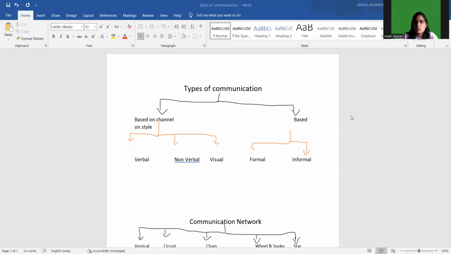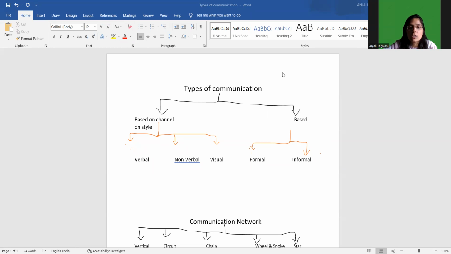Now, in business correspondence and reporting, the first lesson which we are going to study, the first chapter, is communication. So under communication, what does communication mean? That is expressing your thoughts, your ideas, your feelings, your emotions, and whatever you want to communicate, your presentations that you have prepared, your projects, in an understandable and beneficial manner. So it is important to understand how to communicate.